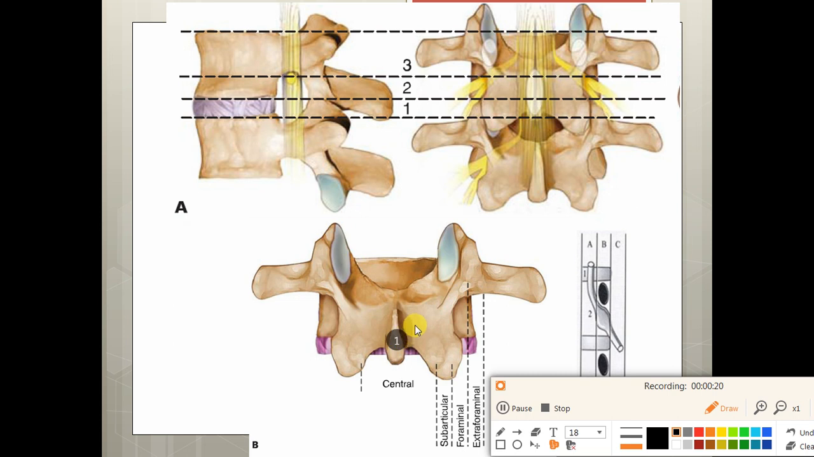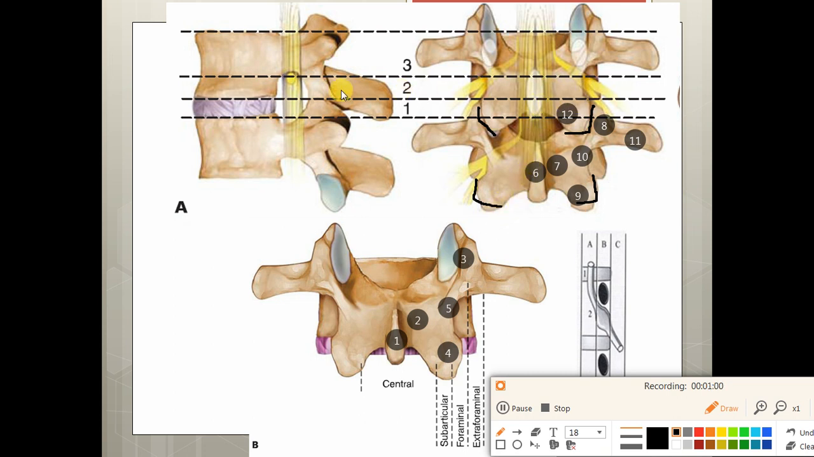This is the spinous process. This is the lamina, superior articular process, inferior articular process, and the connecting bars, the pars interarticularis. Again, this is the spinous process, the lamina, superior and inferior articular processes, the pars interarticularis, and the transverse process. This is the inferior articular process of the cephalic vertebra. In between, this is the facet, and so on.